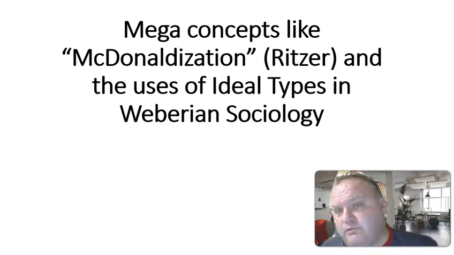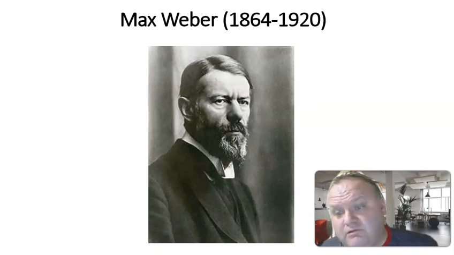Another video. This one's on mega concepts like McDonaldization and the uses of ideal types in Weberian sociology. Right? So when I'm talking about Weberian sociology, it goes back to this guy, an important figure in sociology, and his usage of ideal types in particular. I'm going to focus on this, and the persistent uses of ideal types, even in present-day sociology, are still visible.